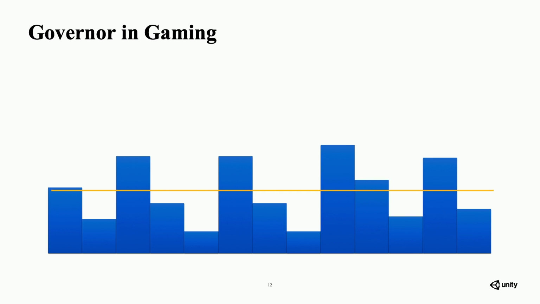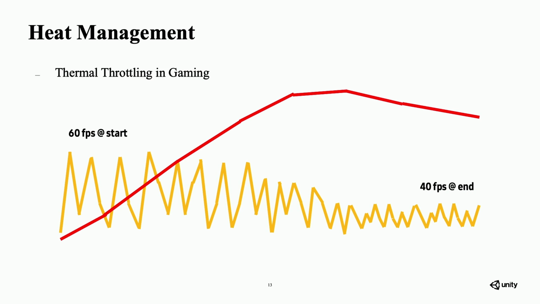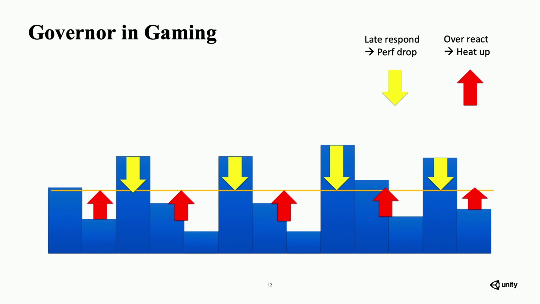So if we cap the maximum frequency, controlling the device from the application side, then the late response performance drop might still happen, but it is not that heavy, and the overreaction is not that heavy either. You also do not consume that much high-performance power, and you do not have to worry about losing performance.